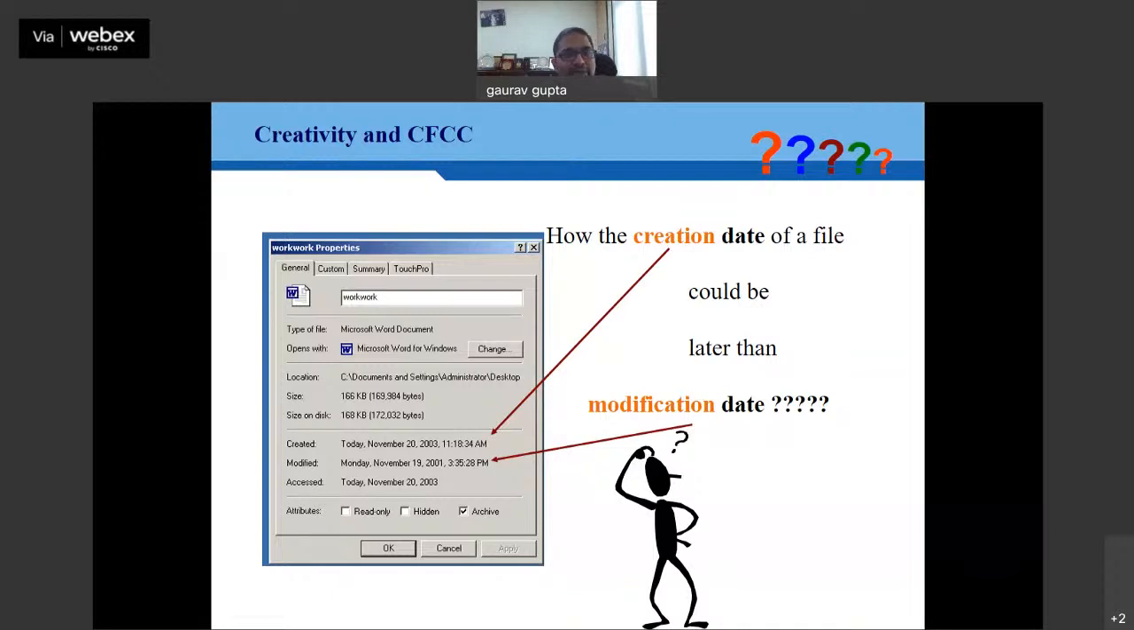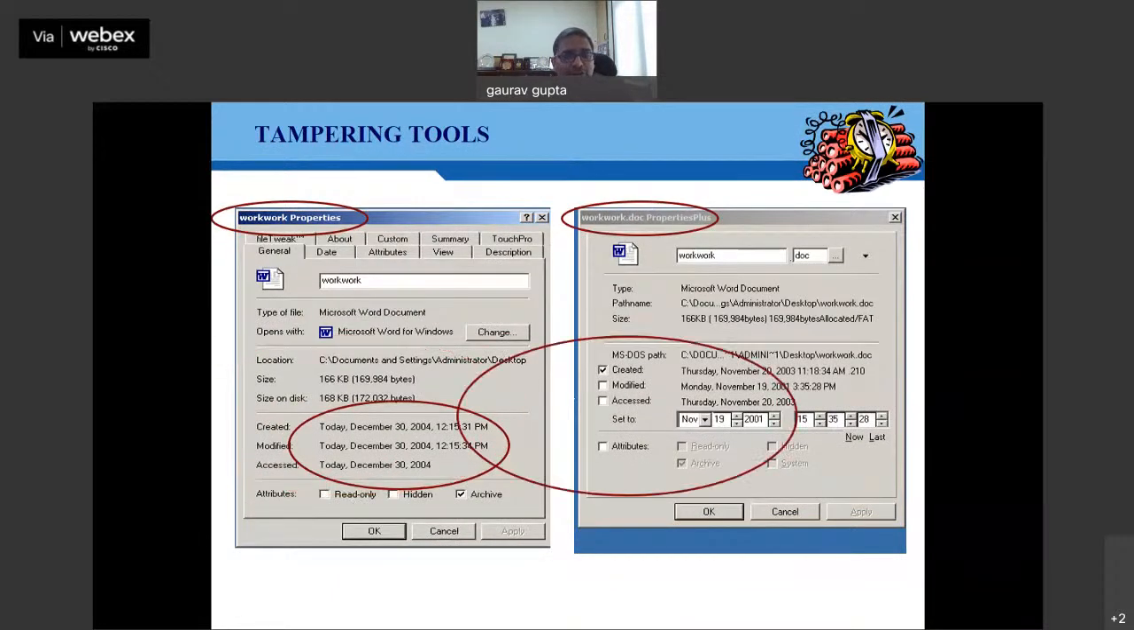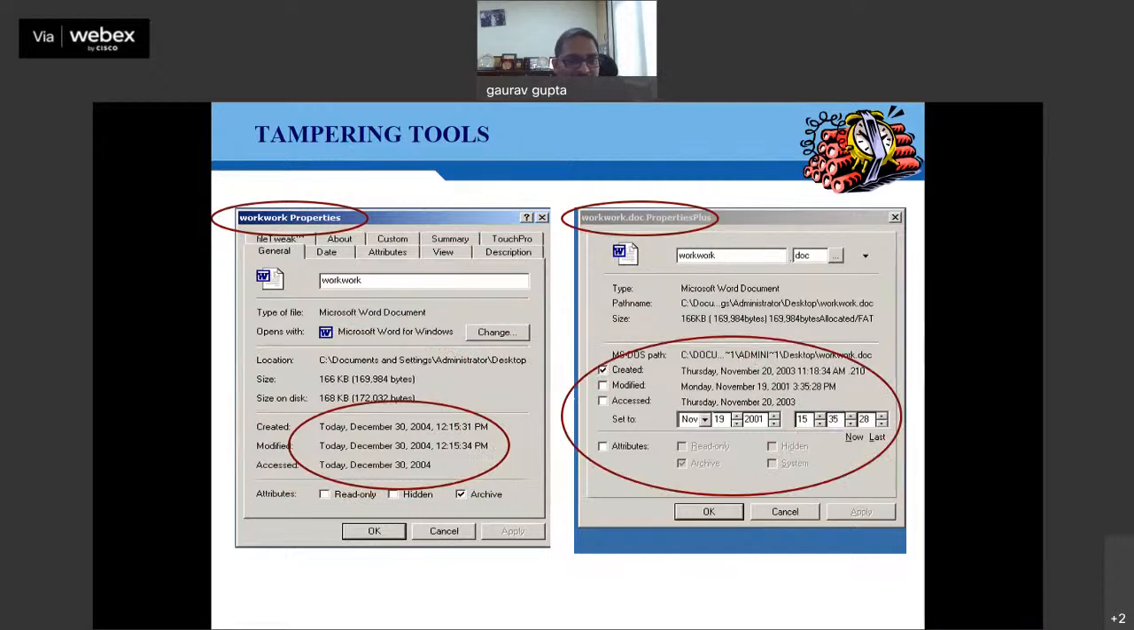Go to next. There are API based solutions. There are API based tools which can be used like this. I can change the created date here by selecting created date, and whatever I want to set as a date and timestamp, I can set. And this will be very misleading. And this is the trick used by criminals.